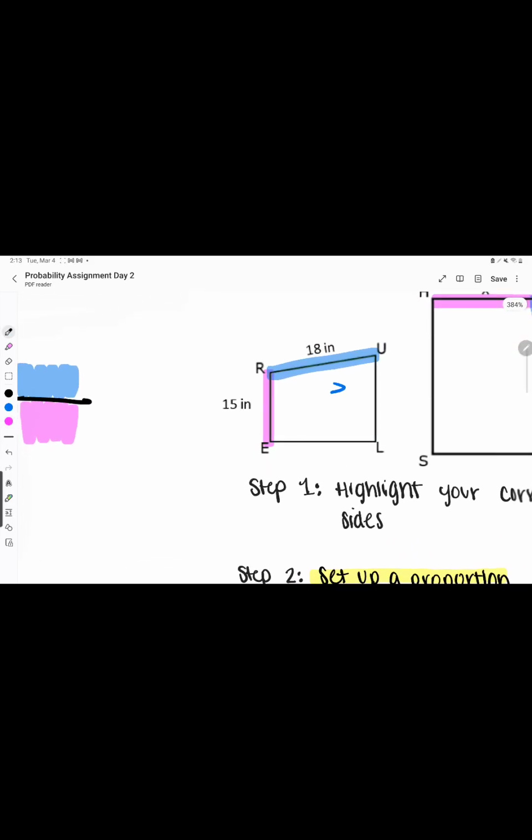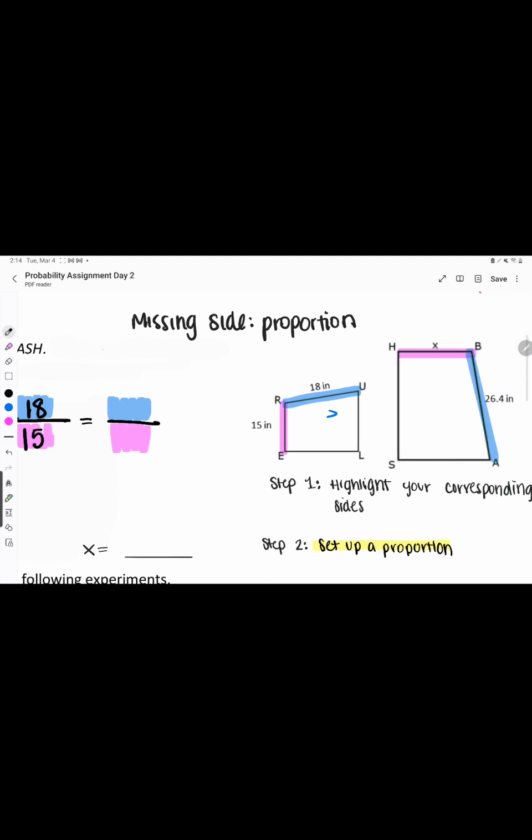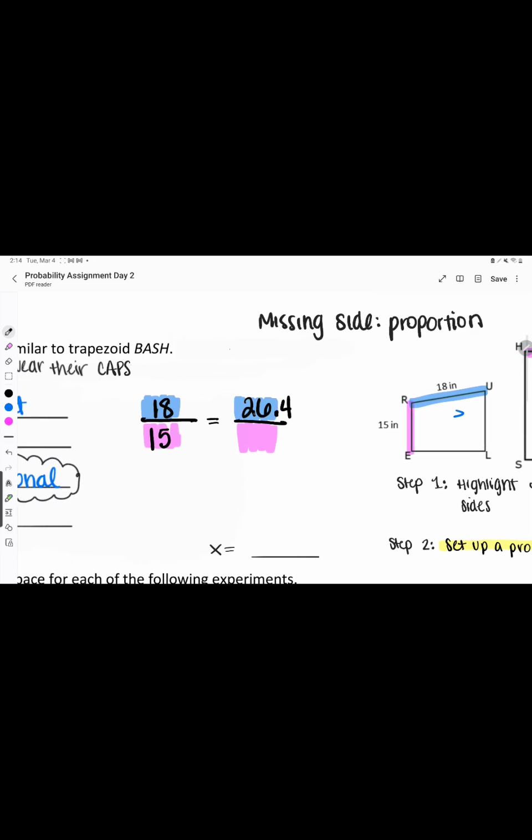So what is the blue that is on the first shape? 18. What's on the same shape as 18? 15. What corresponds with 18? 26.4. And what corresponds with 15? X. Now what do I do? I cross multiply, so 18 gets multiplied by X, which gives me 18X equals 15 times 26.4.